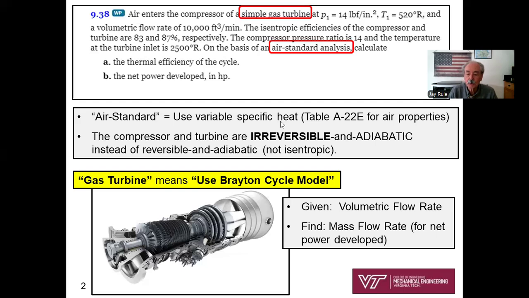Okay, for this problem, you're given the volumetric flow rate, and you're going to need to find the mass flow rate. So really, that's going to be the place we get started: given the volumetric flow rate, let's determine the mass flow rate in pounds per hour or pounds per second for this problem.